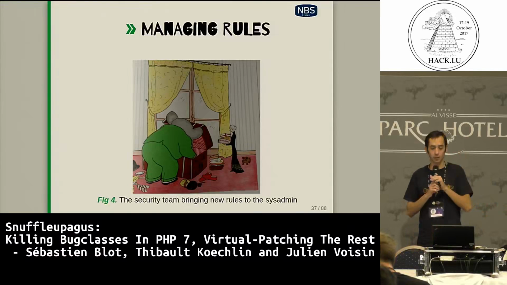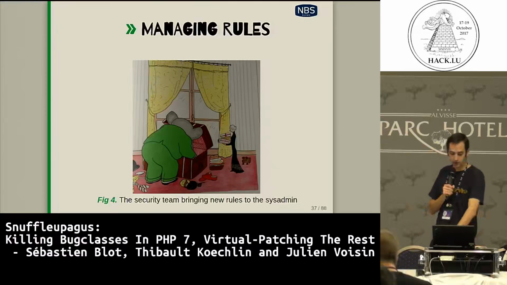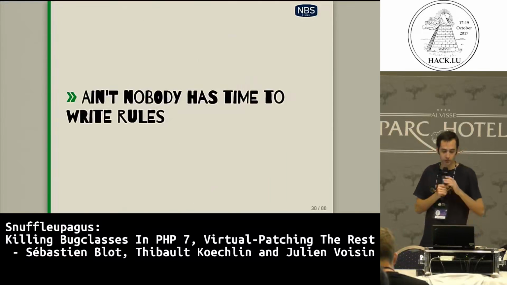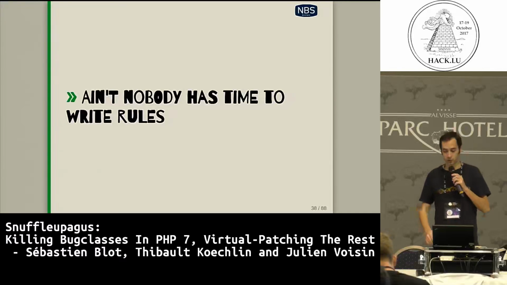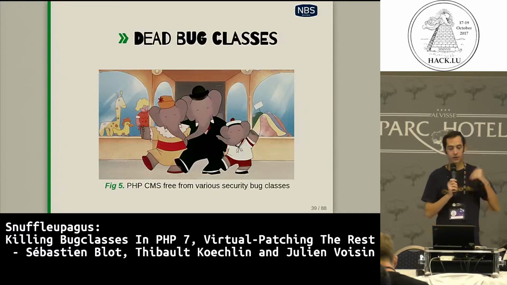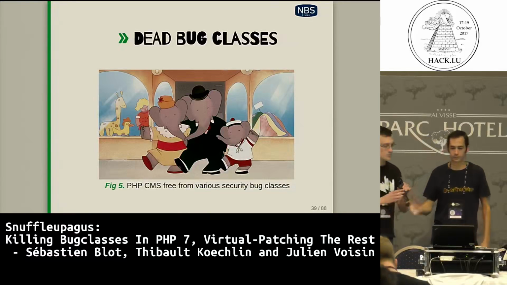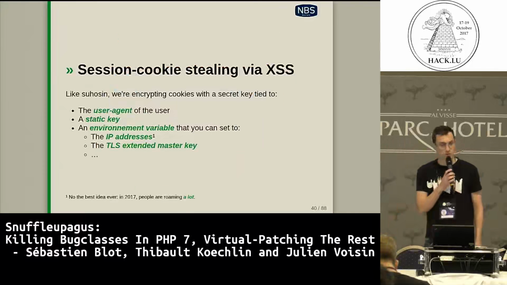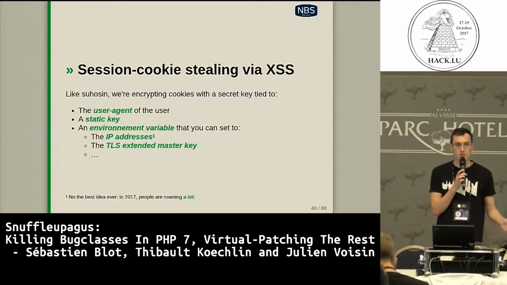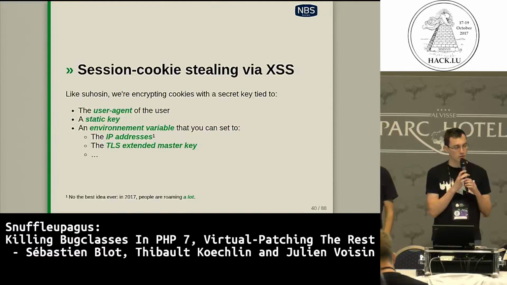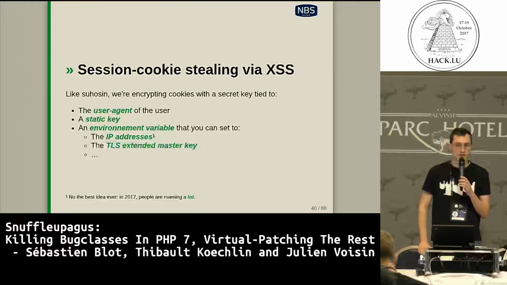However, we know from experience that nobody is going to take time to write rules. So instead, we look at how we can simply and purely kill some bug classes. For example, when you're popping an XSS, most of the time you're about to steal the cookies, the session ones. And like Suhosin, you are encrypting the cookie server-side with the IP address, a secret static key from the server, and an environment variable. Because originally, Suhosin was using the IP address.